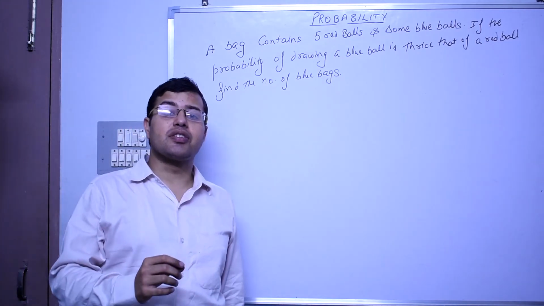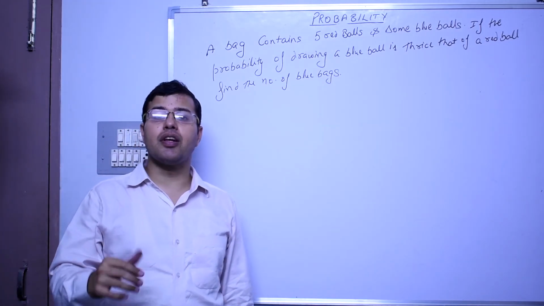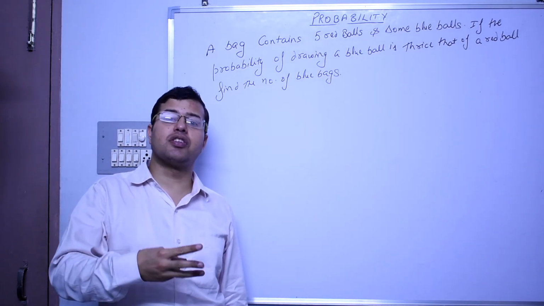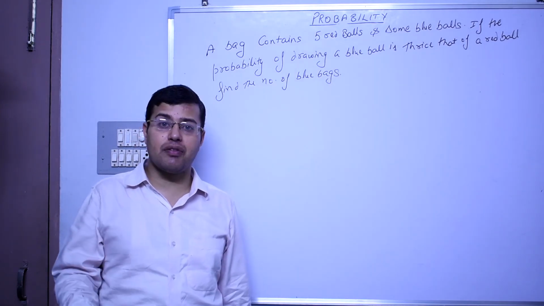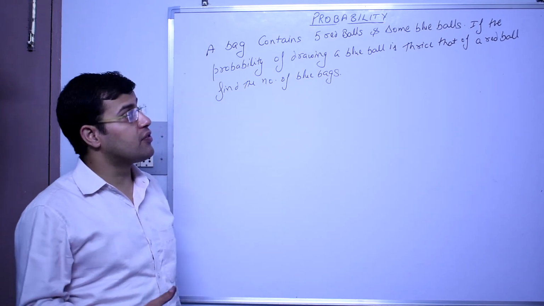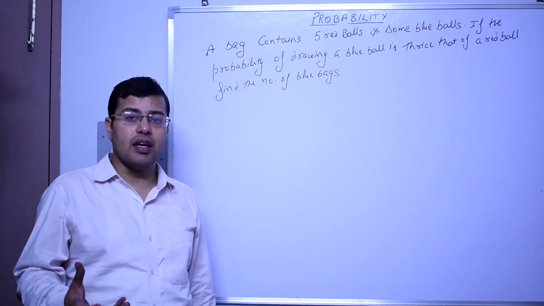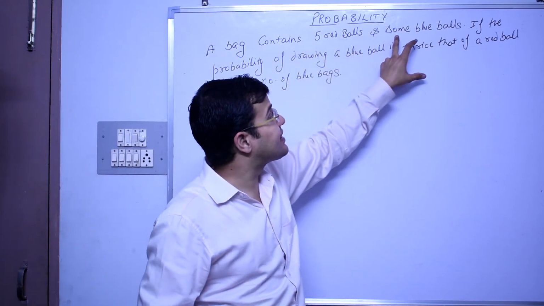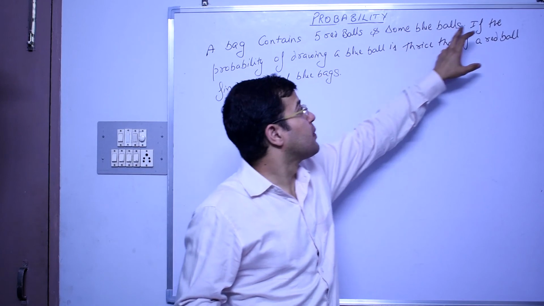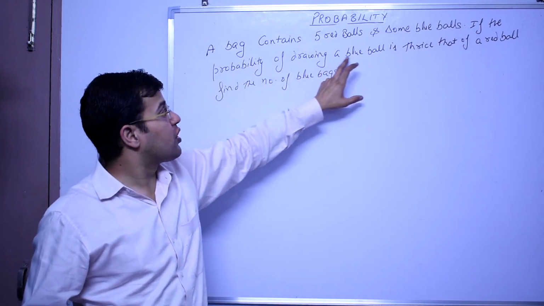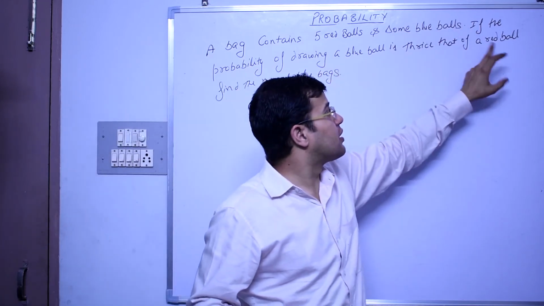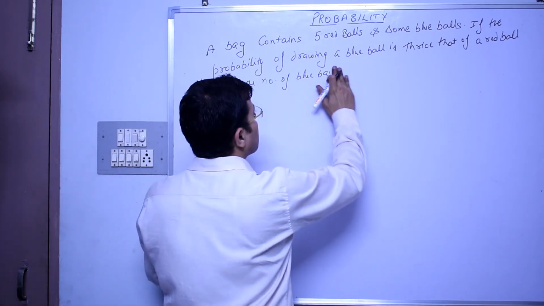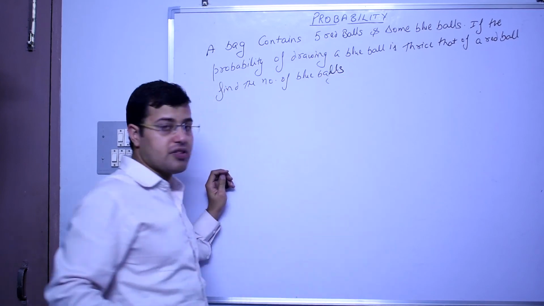Now since we have discussed all the possible cases of probability, be it coins or dice or cards, in which the answer remains the same irrespective of the question, now comes the question which most of the students find tricky. So let's say a bag contains 5 red balls and some blue balls. I don't know the number. If the probability of drawing a blue ball is thrice that of a red ball, find the number of blue balls. Right? So we'll just correct it. This is blue balls. Okay.